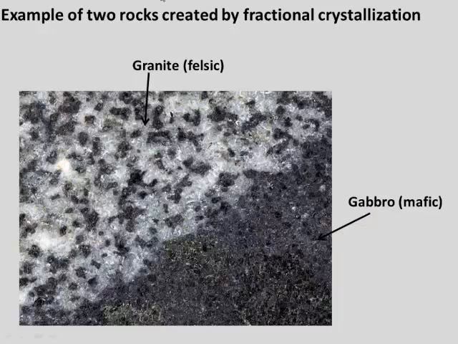So here's an example of what that might look like. This is a rock you might find at the bottom of a magma chamber. We've got a mafic gabbro filled with some pyroxene, maybe some biotite, and then on top of it we've got a granite, which has quartz and feldspar and is generally much more enriched in silica.